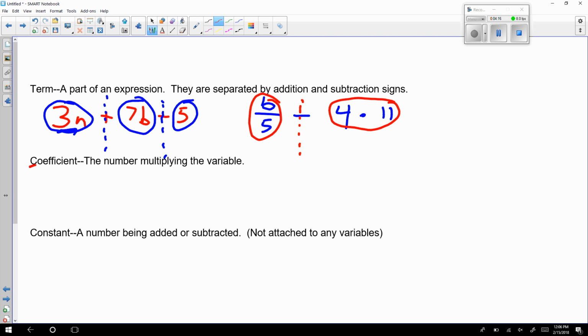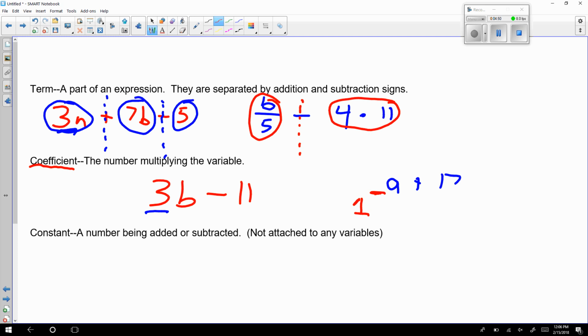A coefficient is the number multiplying the variable. So if I had 3b minus 11, my coefficient is just the 3. Not the b, just 3. In a single variable, a plus 17, the coefficient of a, since there is nothing there, we say that coefficient is 1.